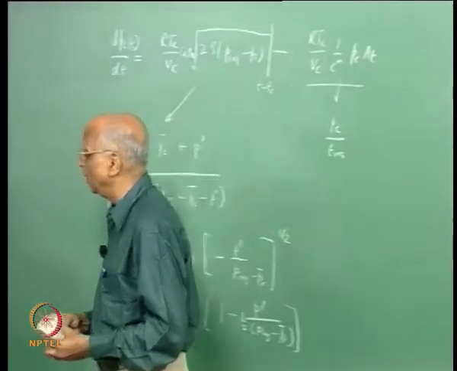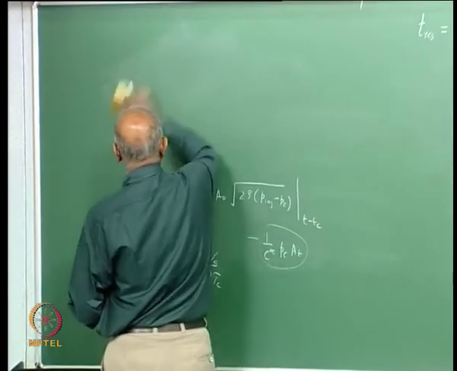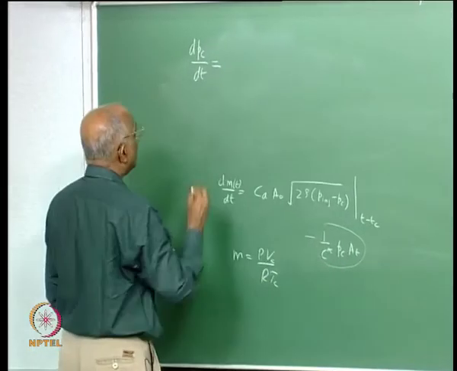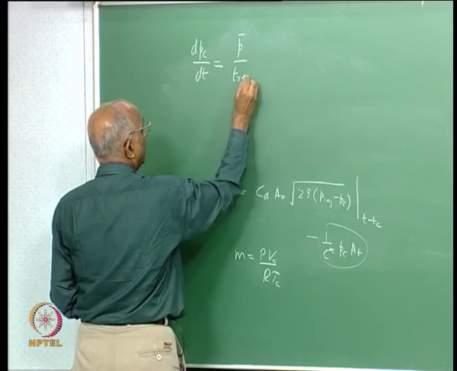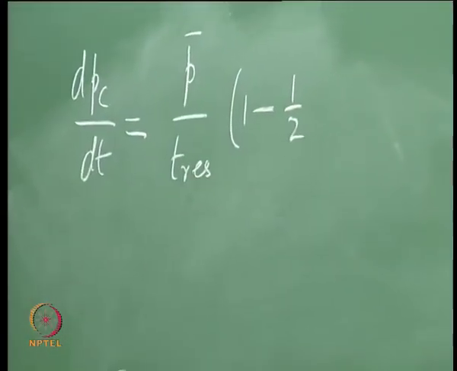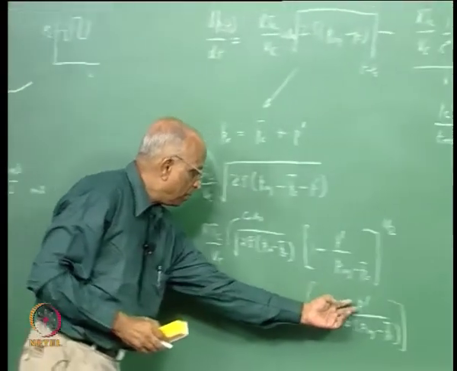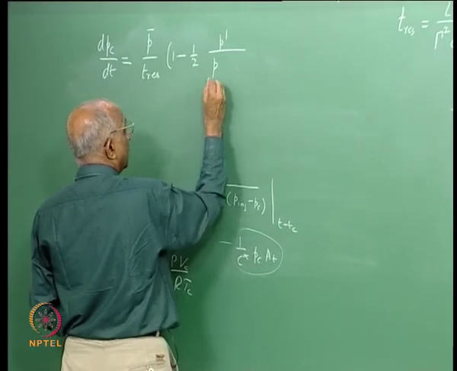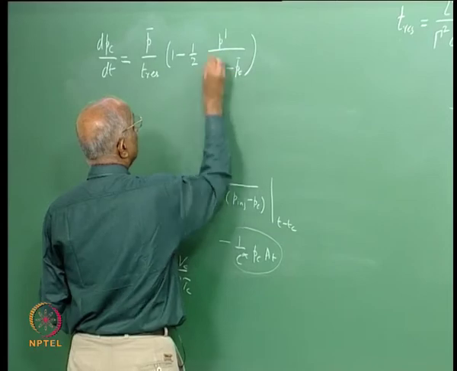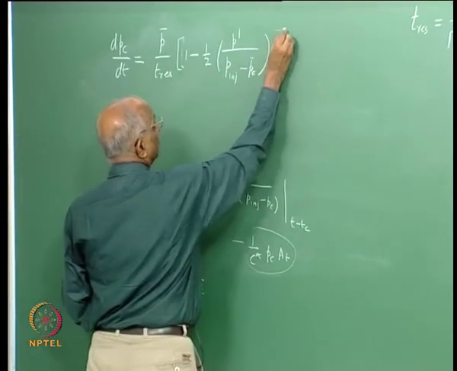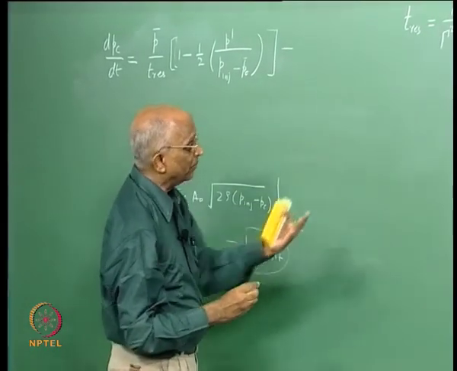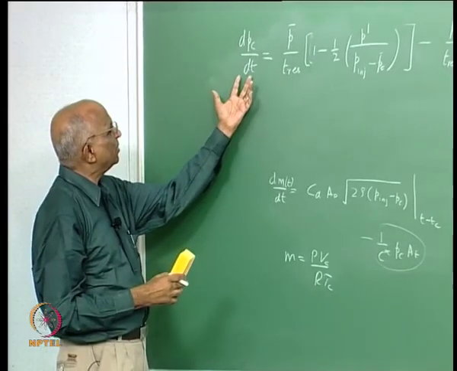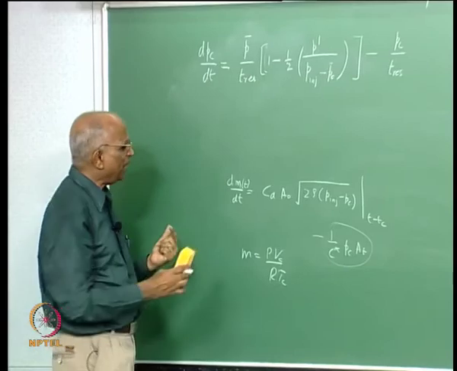My equation gets terribly simplified, and now I am able to write this equation as dPc by dt as equal to, let us put that down, I get the value of P bar by T residence into 1 minus half of the pressure perturbation divided by the pressure of injection minus the steady value over here, minus the value corresponding to the last term, which we call Pc by T residence. Therefore, you see I am able to simplify the equation quite a bit over here, and now what is it I have to do to solve this equation?